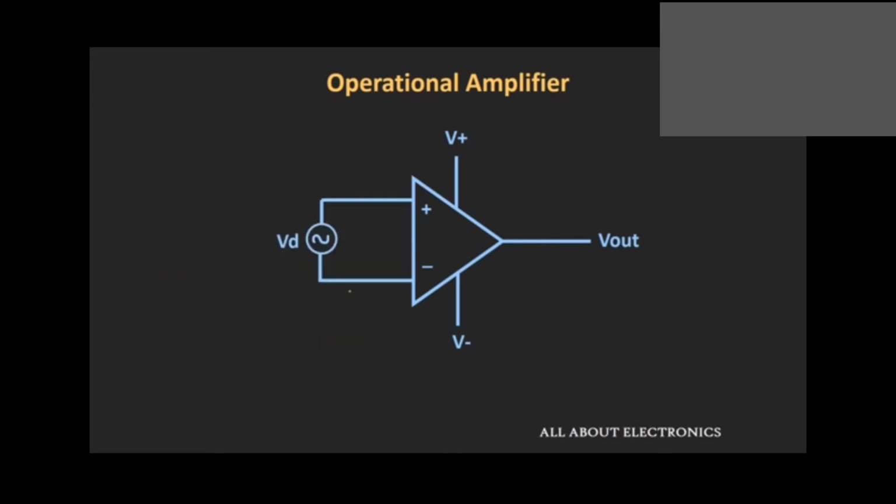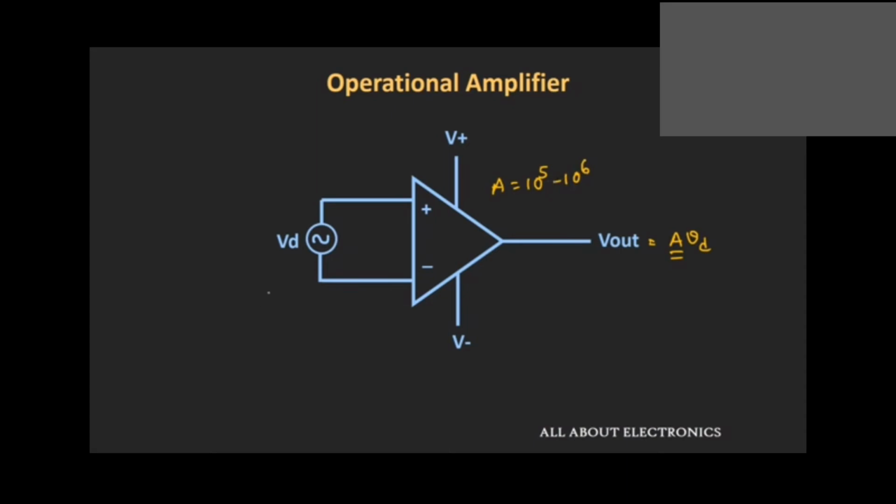Now if we apply the input signal between these two positive and negative terminals, then at the output we will get A times this differential input signal, where A represents the open loop gain of this operational amplifier. This operational amplifier is a high gain amplifier, and the value of gain used to be in the range of 10 to the power 5 to 10 to the power 6.